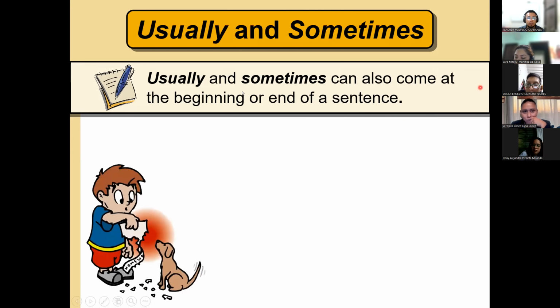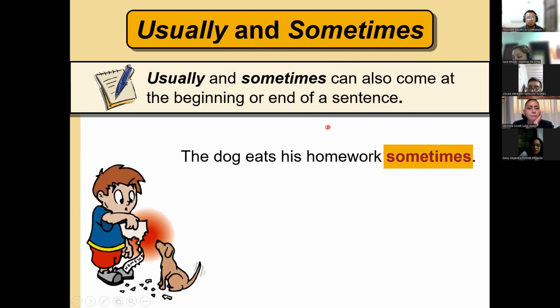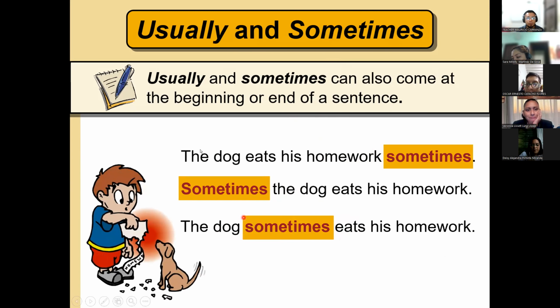So usually and sometimes can also come at the beginning. And this is, let's say, a variation. Es una variación. Puede estar al principio o al final, el caso de usually or sometimes. Most of the time when you do that, you will need a comma, right? Si está al principio, la mayor parte del tiempo va a usar una coma para separarlo. Si está al final o en medio, you don't need any comma. So it is basically the same. You say the dog eats his homework sometimes. Sometimes the dog eats his homework, or the dog sometimes eats his homework. If you ask me, teacher, what is the most common one? It is the last one. Más comúnmente va a aparecer en medio, antes del verbo. But you also have the other two options, at the beginning or at the end.